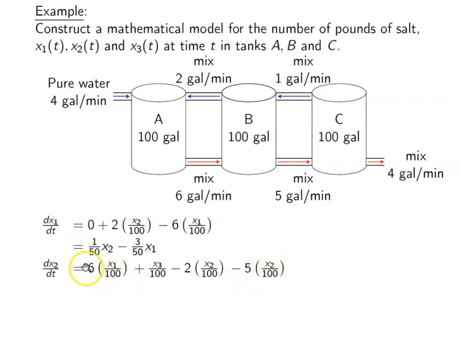And I can simplify that as well. 3 over 50, this is just 100, this is 1 over 50, this is 1 over 20. But I can combine like terms, right? These two x2s I can combine, so it'd be easier just to write this as negative 7 over 100. So 3 over 50 x1, 1 over 100 x3, minus 7 over 100 x2.